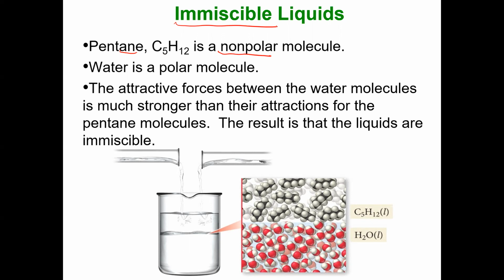The attractive forces between the water molecules are stronger than for the pentane. Why? Because water can hydrogen bond to itself. Pentane, which is nonpolar, can only do London dispersion. So the pentane molecules stick with what they're used to, and the water molecules stick to what they're used to. And we get two immiscible liquids and a heterogeneous mixture. So just remember, like dissolves like.